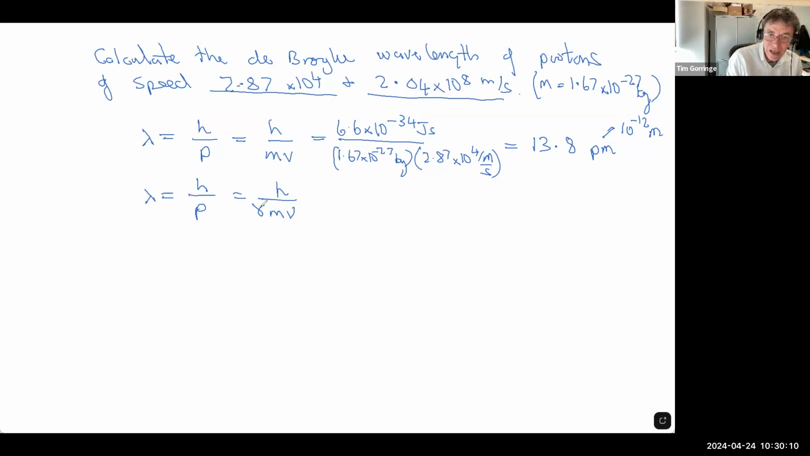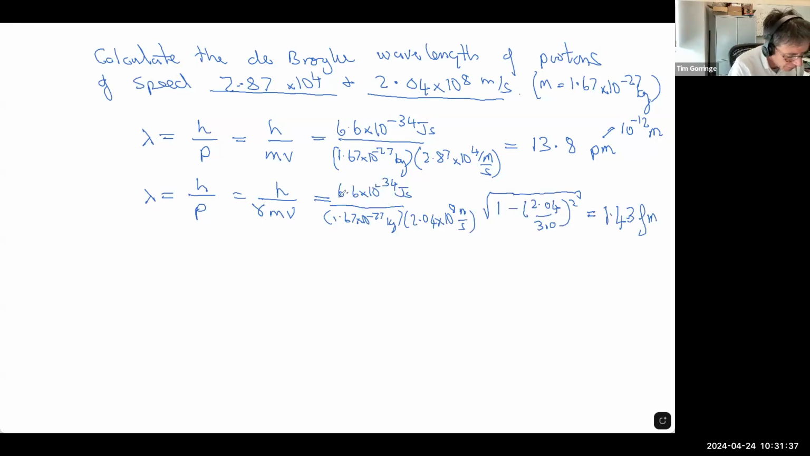At low speeds, gamma is 1. And so this mv is perfectly fine there because the speed is low compared to the speed of light. But for speeds close to the speed of light, we've got to use gamma mv, and gamma will not be close to 1.